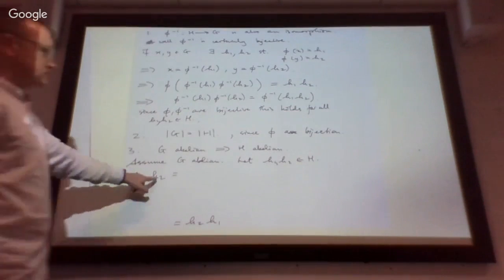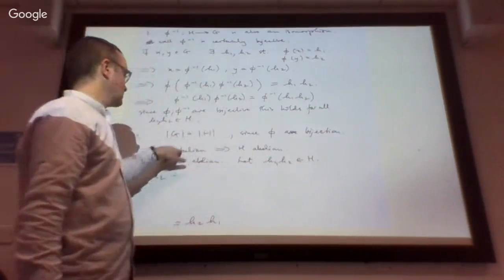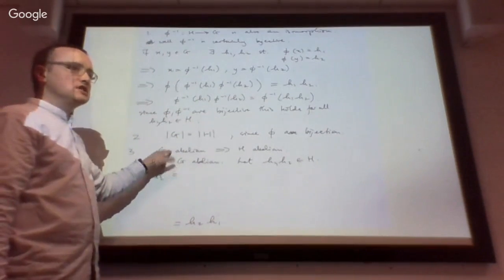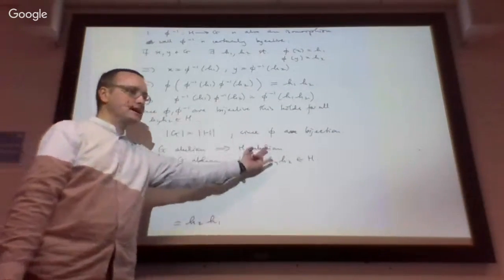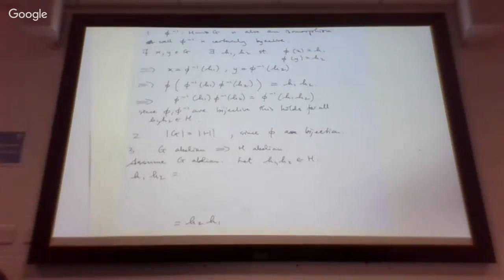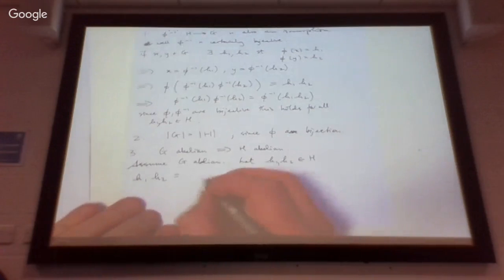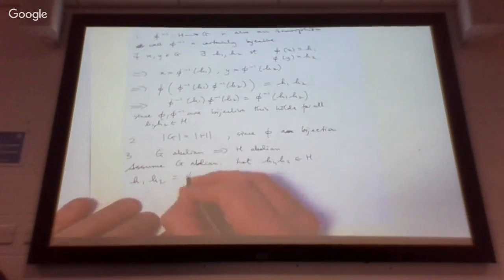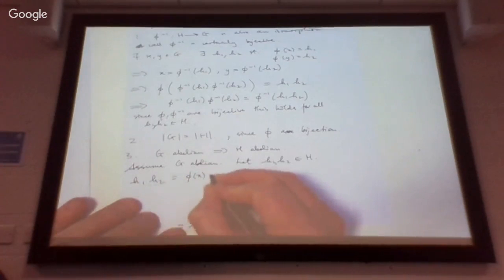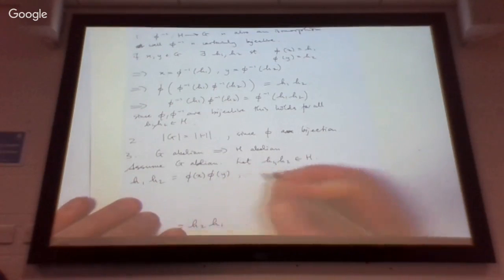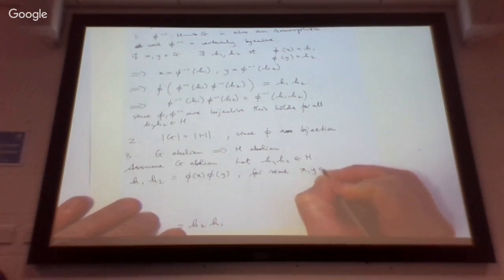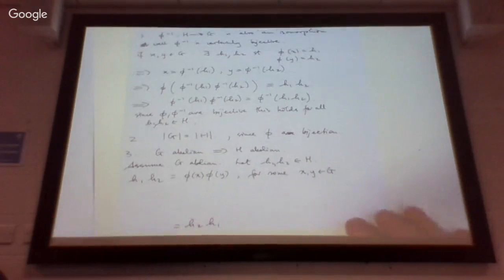So this product h1 times h2, we map it back into G, use the abelian nature of G to change the order, and then send it back into H. So what do I mean by that? Well, we can write h1 as phi of x, and we can write h2 as phi of y, for some pair of elements x, y in G. So why is that true?